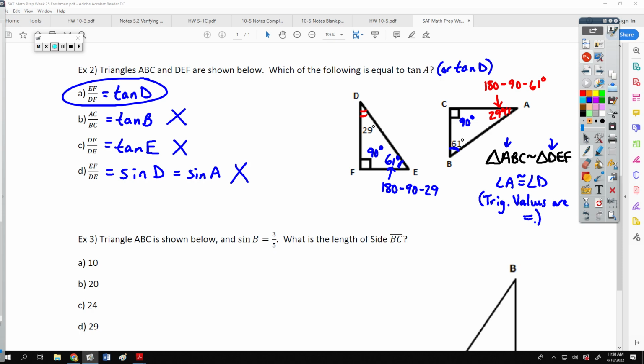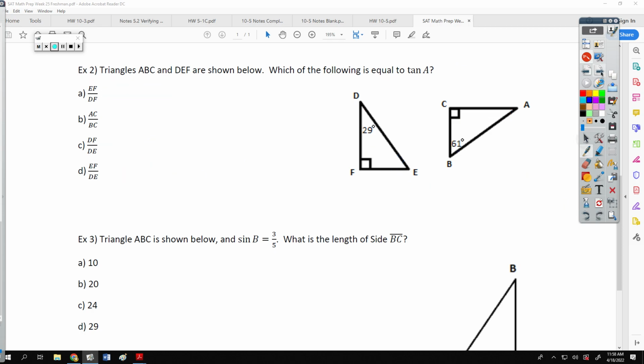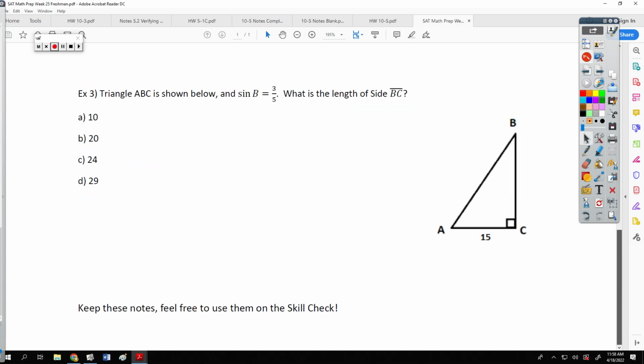All right, and then finally we have example 3. This is a combination of Pythagorean theorem, similar triangles, and trigonometry. So we are told the length of AC is 15, and we are told the sine of angle B is 3 to 5. Now remember that sine is opposite over hypotenuse. In SOHCAHTOA, sine is opposite over hypotenuse.